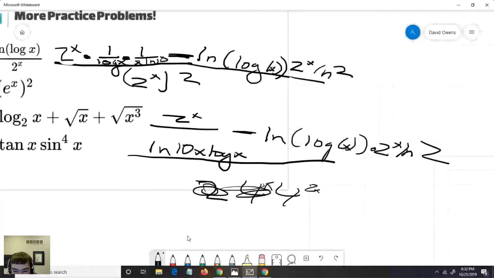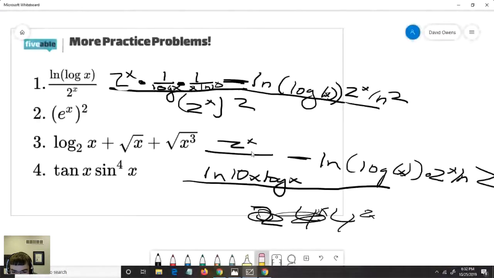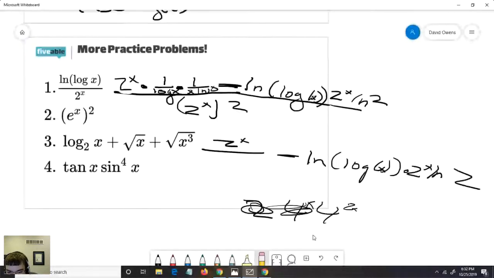All right. So let me erase all of these annotations. Now moving on to this next problem.